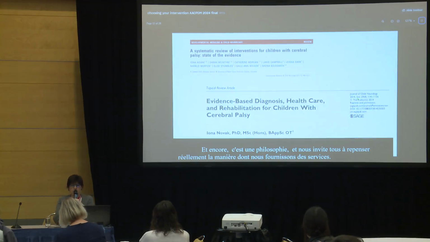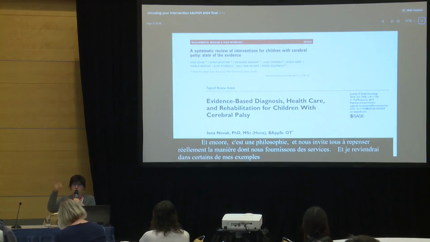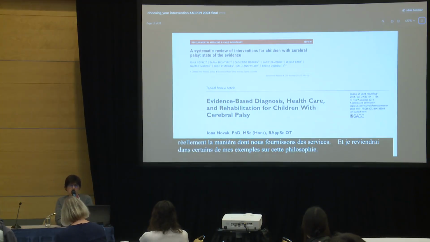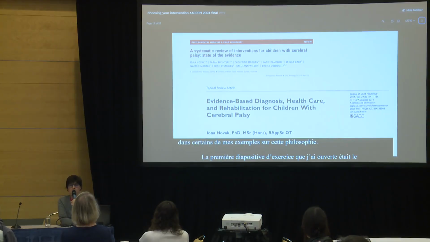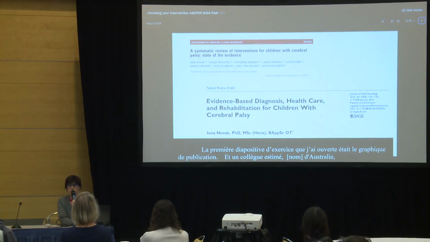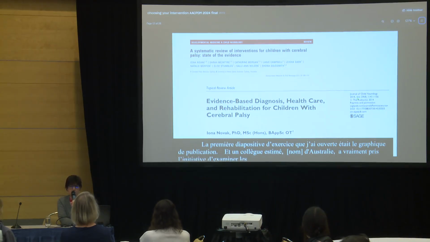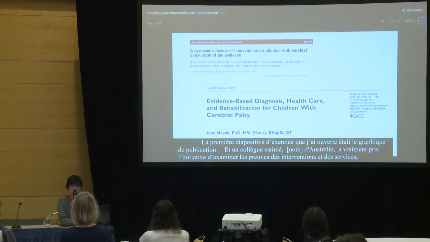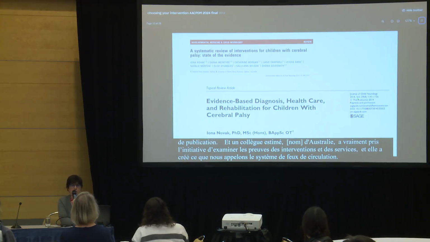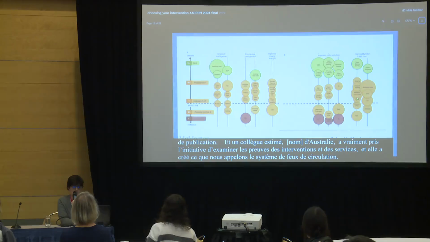Okay, so the first slide I opened was the graph with all the thousands of publications. And another esteemed colleague of ours, Dr. Iona Novak from Australia, has really taken on looking at evidence of interventions and services. And she created what we call the traffic light system. So she published actually several papers around 2013 and 14 around this theme. And I'll just skip here.